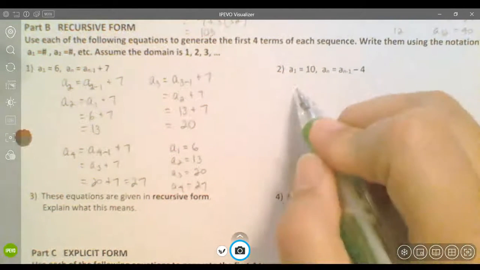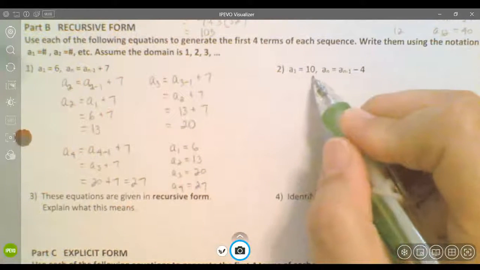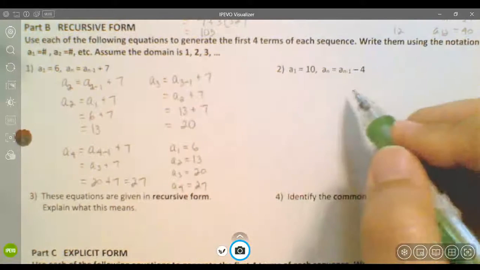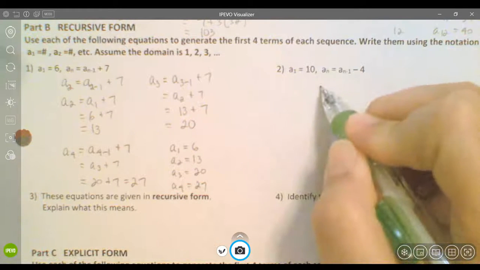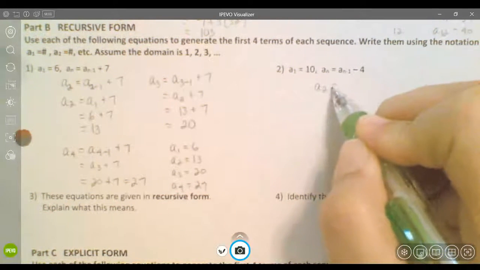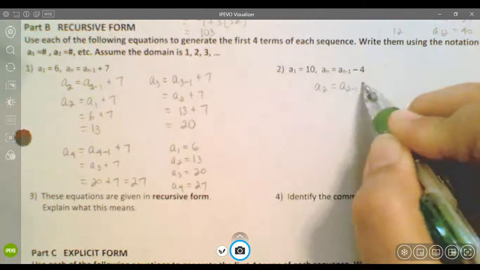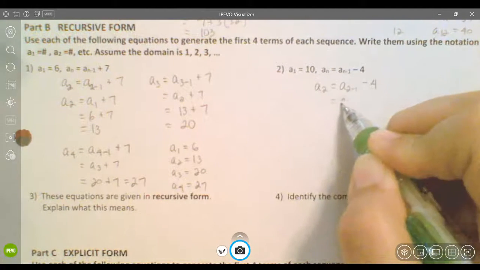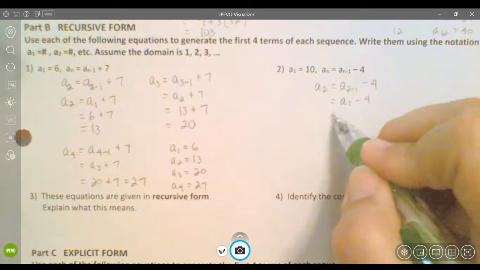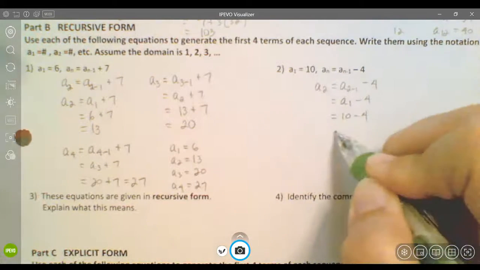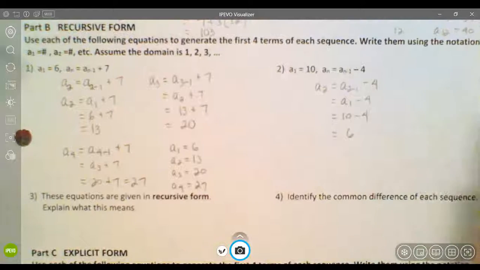Okay. Number 2, a sub 1 is 10. A sub n equals a sub n minus 1 minus 4. All right. So to get the second term, we do 2 minus 1. Well, 2 minus 1 is 1. And I know a sub 1 is 10. So 10 minus 4 is 6.